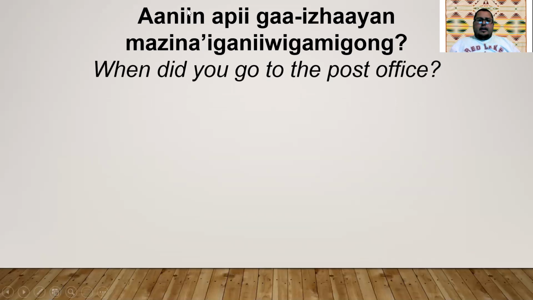So here's our word. Anina pi, when? Ga, past tense. Ija, to go somewhere. Yan is you. Mazanaigan is a paper or a book. Wigamig is our building or our structure. The ending is our locative, giving it its location. So when did you go to the post office?